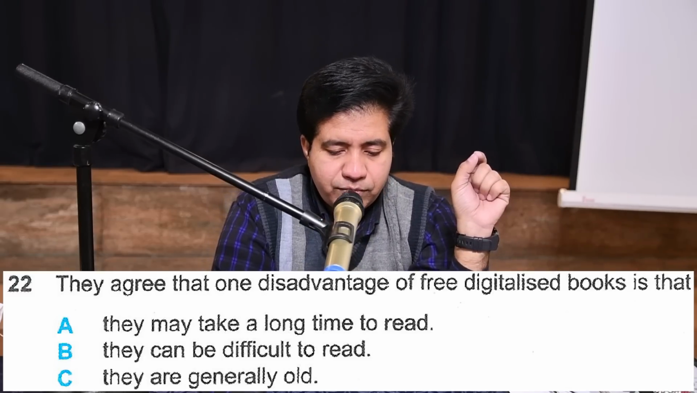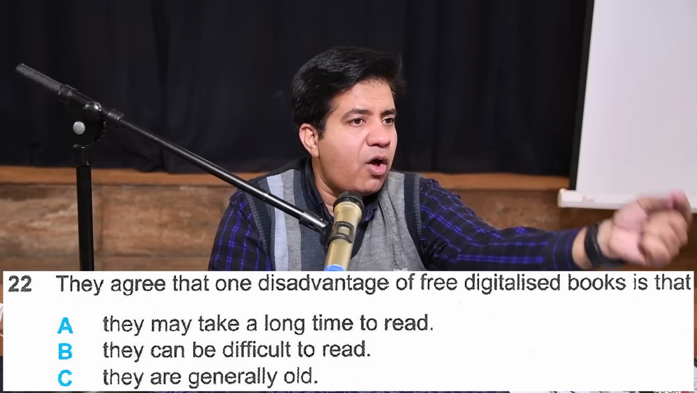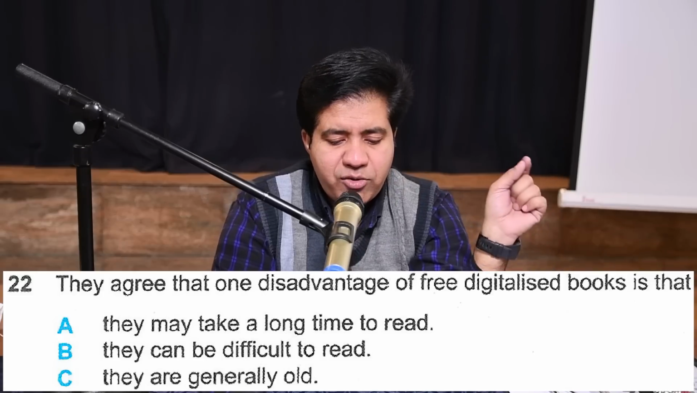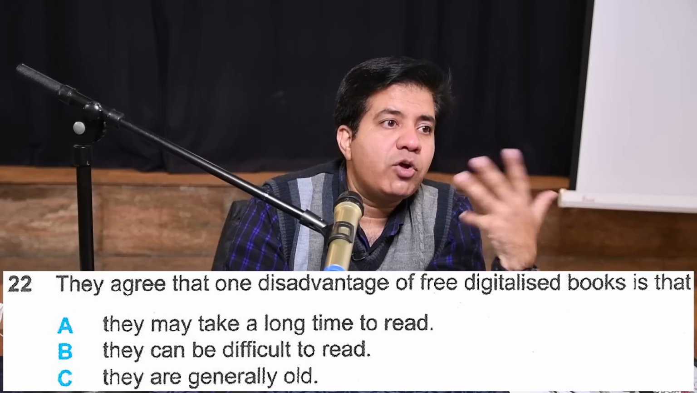B can be difficult to read. सिर्फ focus करें difficult to read. A हो गया long time to read. B हो गया difficult to read. C हो गया generally old. कि जो digitalized books हैं वो आमतौर पे पुरानी होती हैं.